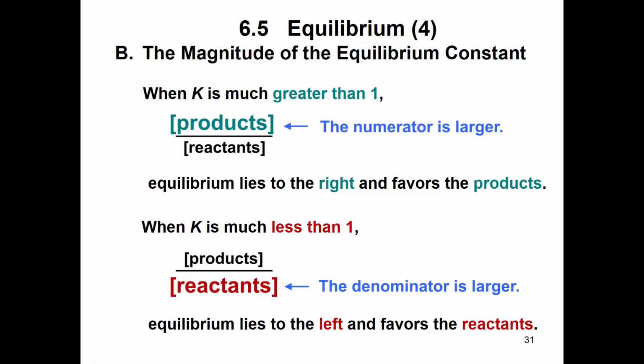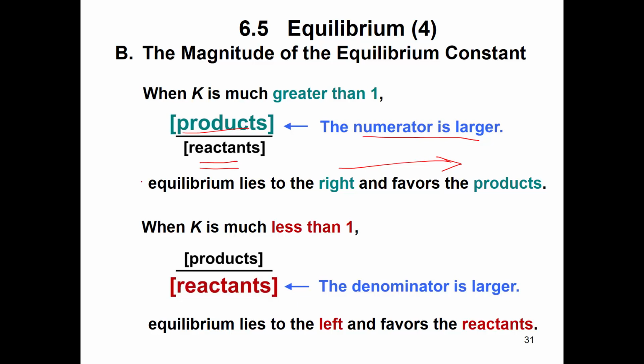So what K tells us is whether the reaction is going to be favored to go to the right or to the left. So let's think about what K is telling us. K is the product concentration divided by the reactant concentration. So if the numerator is larger, the products are bigger, then the equilibrium is going to favor the products. It's going to be going more towards the products because that number is higher.